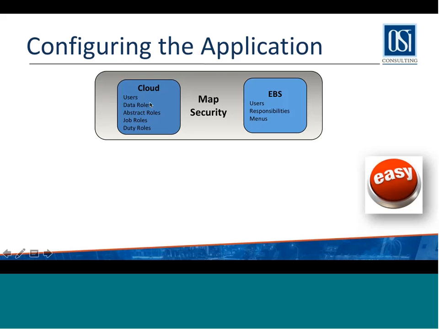The cloud has users just like EBS, but then they have data roles, abstract roles, job roles, duty roles. There are multiple roles and it's almost like a user security matrix that can be configured. Whereas in EBS, it was a pretty simple, flat security structure with responsibilities and menus. So every user had certain responsibilities, every responsibility had certain menus. And if you were assigned a responsibility, you could pretty much do anything that responsibility was able to do.